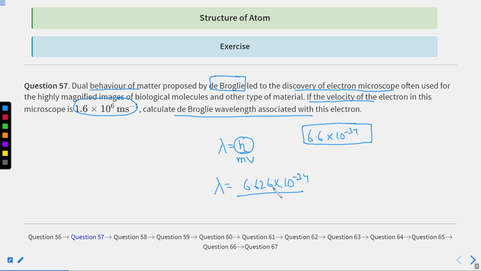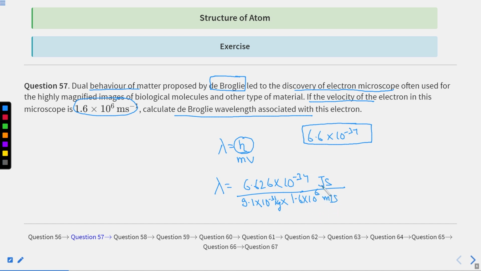Next is the mass. What is the mass of an electron? 9.1 into 10 to the power minus 31 kg. Next is the velocity, that is 1.6 into 10 to the power 6 meter per second. Now all your units should be in SI units, because it is not mentioned in which unit you have to calculate the wavelength. So we are taking SI units here. The SI unit of Planck's constant is joule second. For mass it is kg, and for velocity it is meter per second.